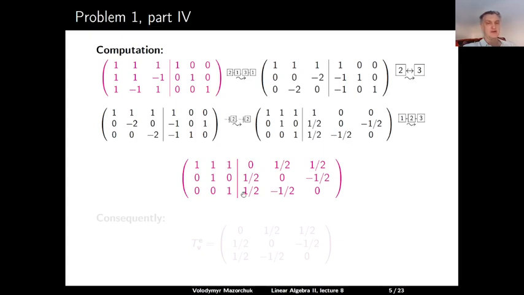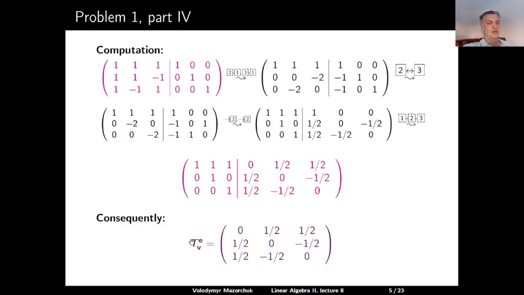Rows 2 and 3 remain the same, and row 1 becomes 1 minus 0 minus 0 is 1. 1 minus 1 and minus 0 is 0. It should be 0 here. 1 minus 0 minus 1 is 0. It should be 0 here. 1 minus 1/2 minus 1/2 is 0. 0 minus 0 minus minus 1/2 is 1/2. 0 minus minus 1/2 minus 0 is 1/2.